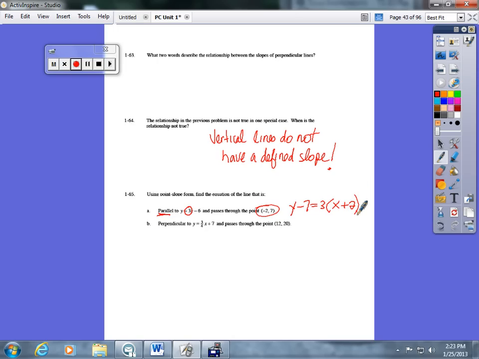All right, second one, same thing, perpendicular now. So I'm going to take the slope of 3/4, flip it and make it negative. Again, no work with point slope form. y minus 20 equals negative 4/3 times x minus 12. Done. All right, that just happened.